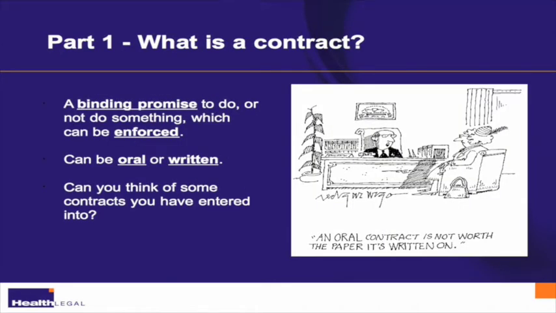Fundamentally, what is a contract? This is a working definition that I've come up with. Nothing too technical in that. As you will read, it says a binding promise to do or not do something which can be enforced. What essentially that means is it's a voluntary obligation that you agree to take on, and it can be positive or negative. So you promise to do something or promise not to do something, and there are examples of both kinds of obligations in your contracts.